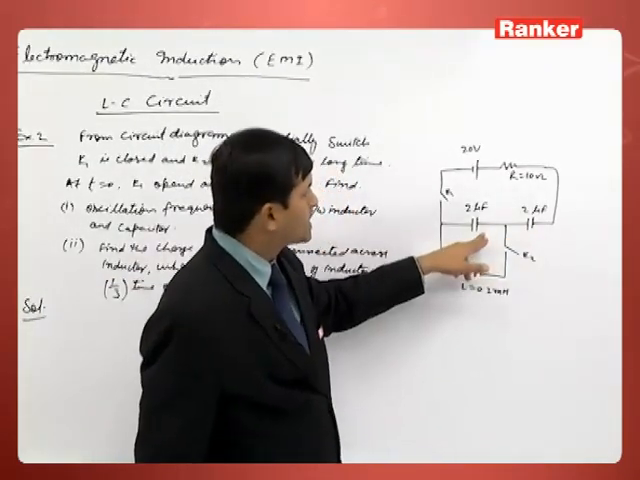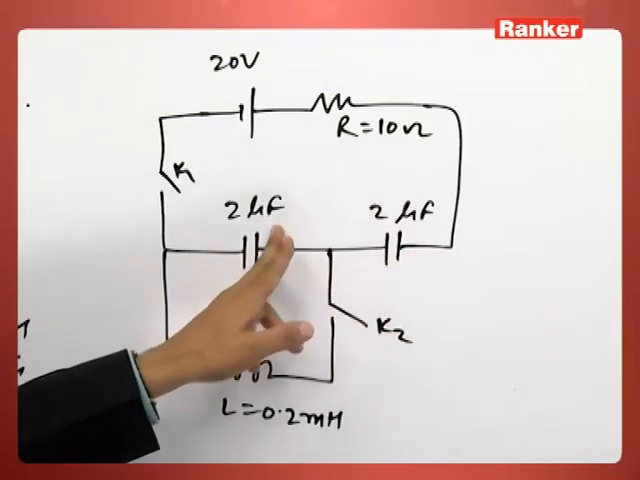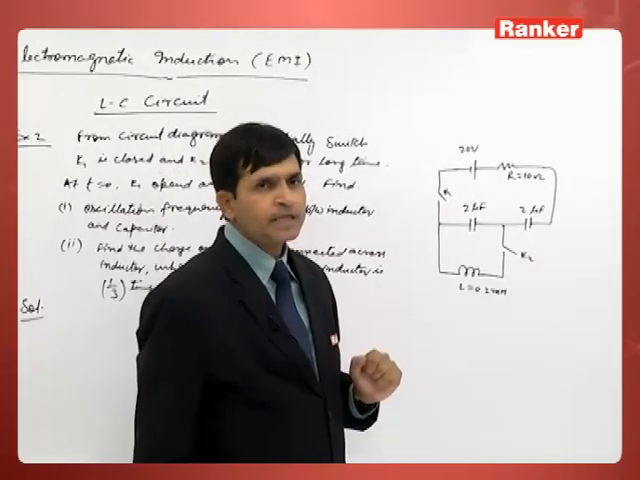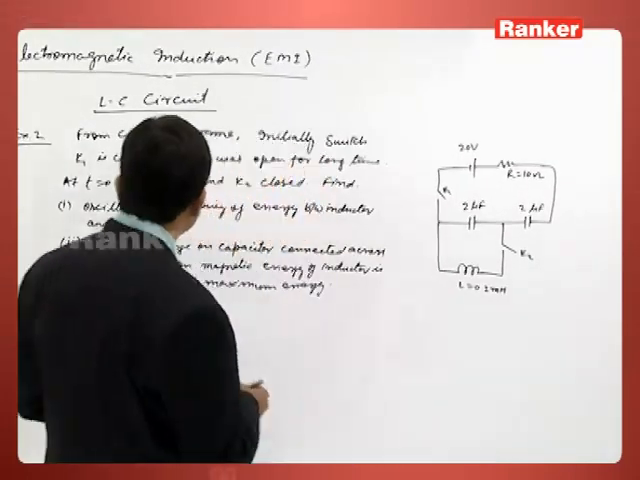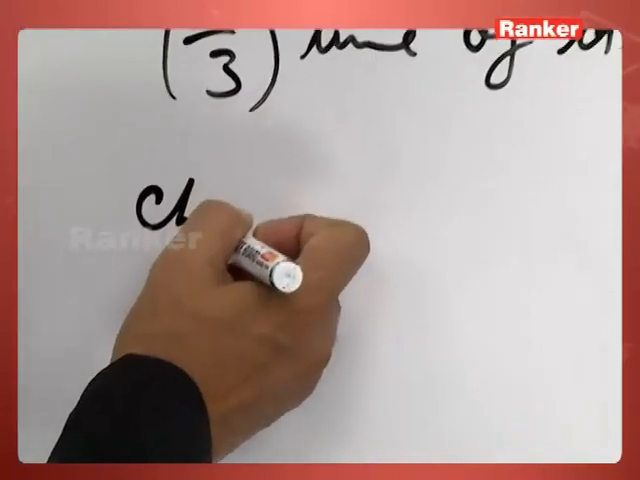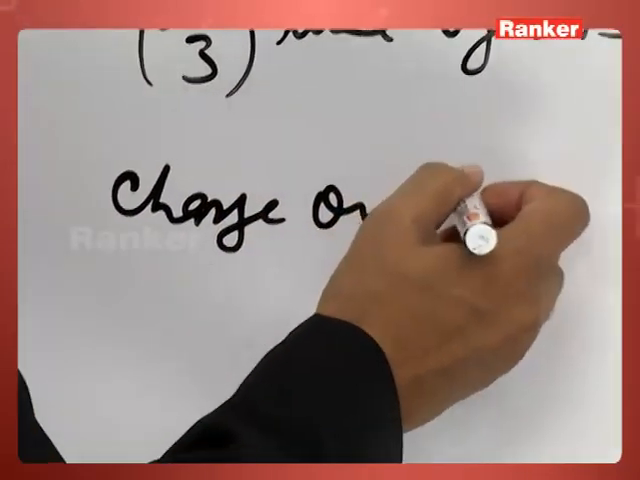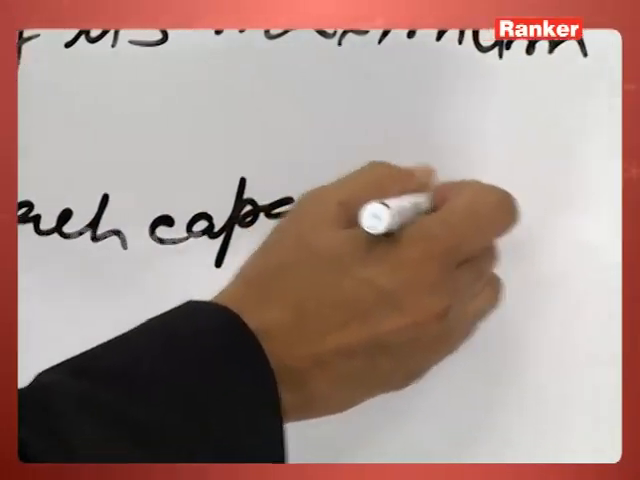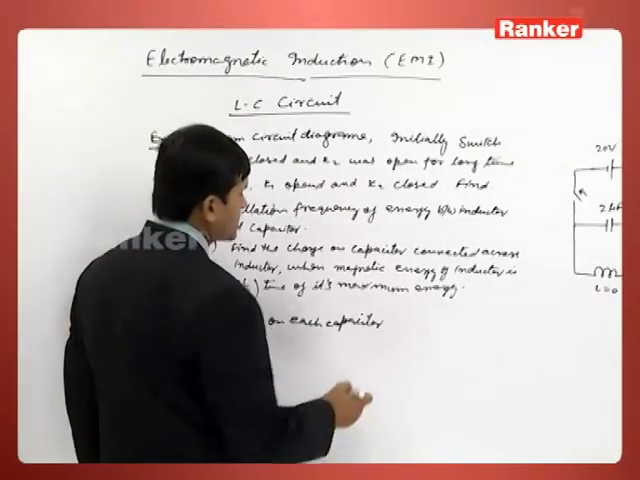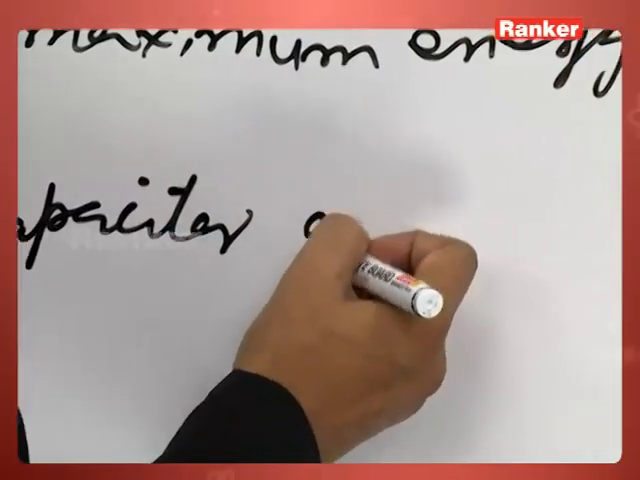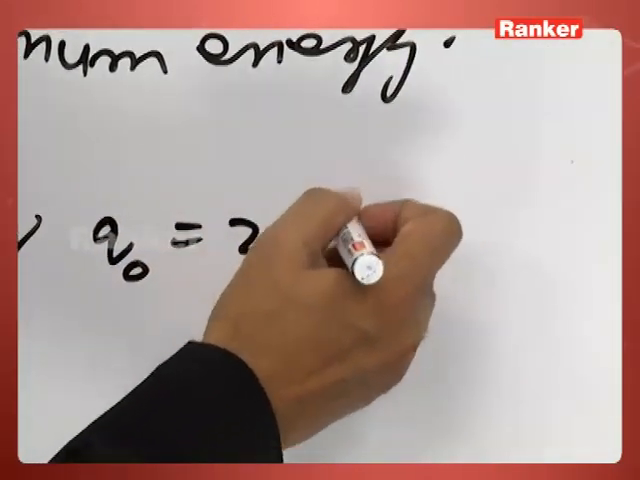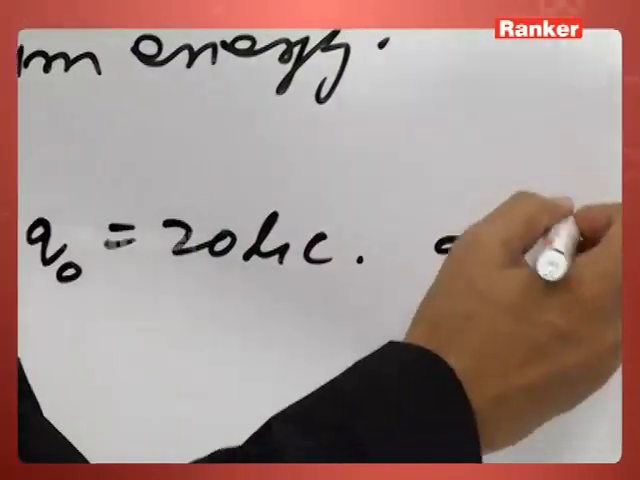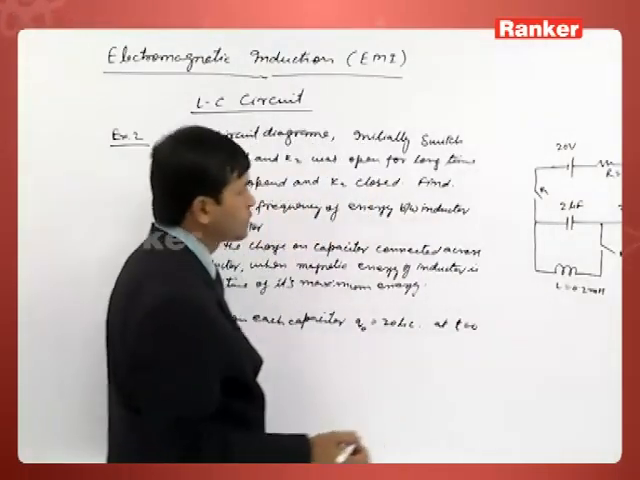So these two are in series. 2 microfarad and 2 microfarad become 1 microfarad, and the potential is 20. So the charge on each capacitor, Q naught, will be 20 microcoulomb. This is at t equal to 0.